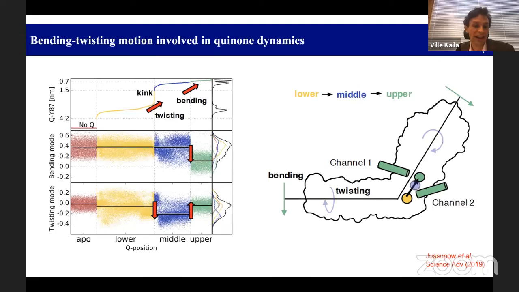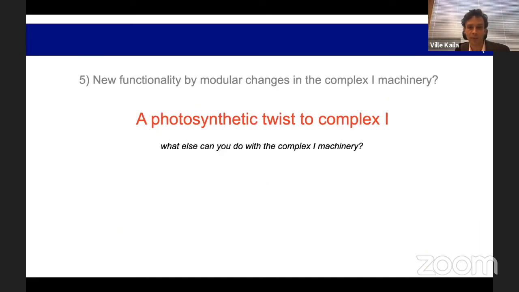One process where we can see this coming into action is when the quinone moves upwards and downwards its channel. In this process, complex 1 seems to undergo first a twisting mode and then a bending change. So there are also larger-scale things happening, whether it's the cause of the process enabling the electrostatics or vice versa. We cannot, of course, comment at this point, but I think it's important not to forget about those events as well.